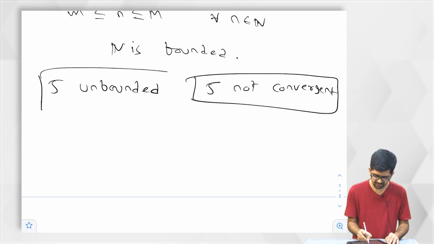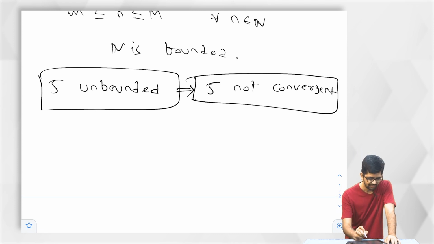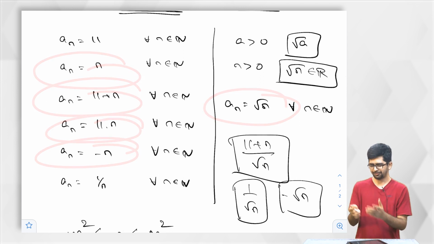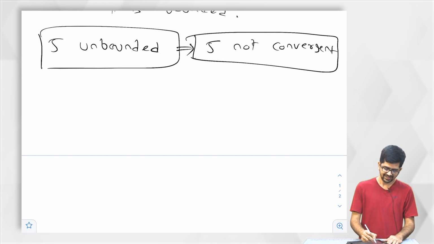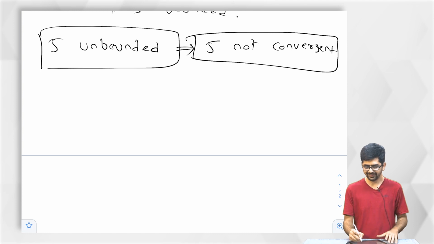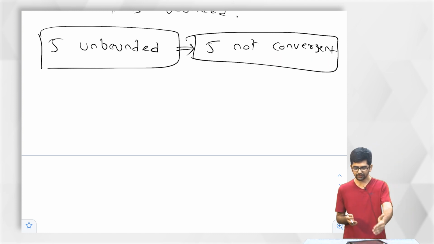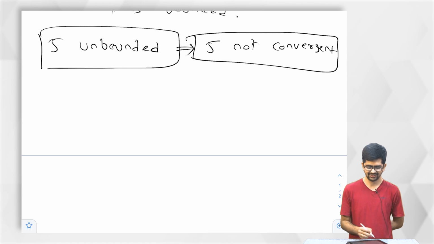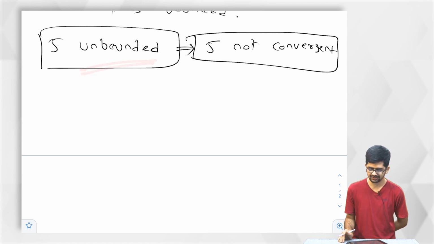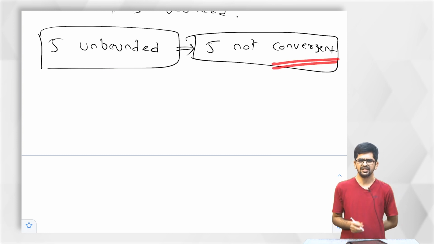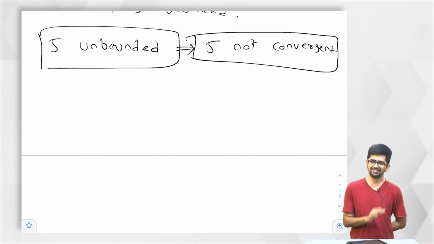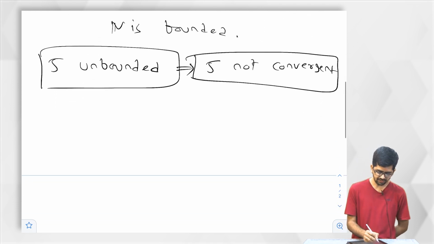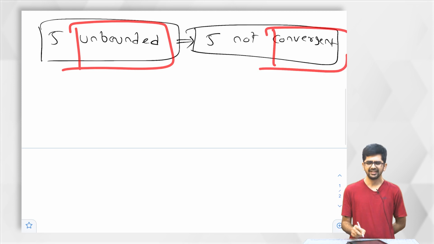This is worth observing. So this is our sample set. In terms of probability, the probability of an unbounded sequence being convergent is 0 when we are considering only these 5 things. So there may be many unbounded sequences. So the probability of an unbounded sequence to be convergent is maybe almost 0. I mean, it's not very high, that is for sure, because out of the 5 we have taken, 5 of them are not convergent. So the probability of unbounded to be convergent seems to be very low.